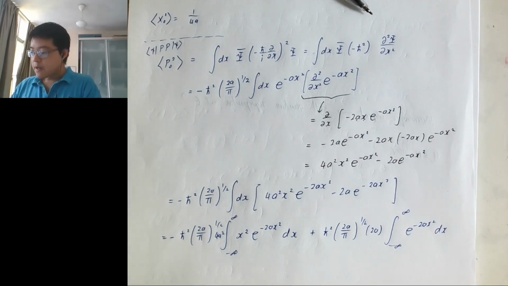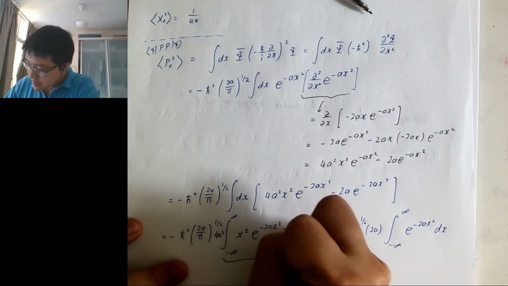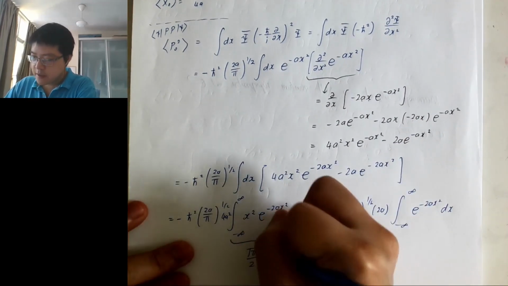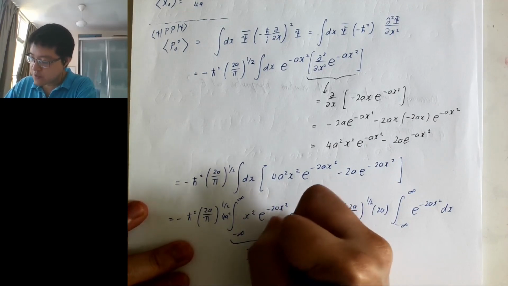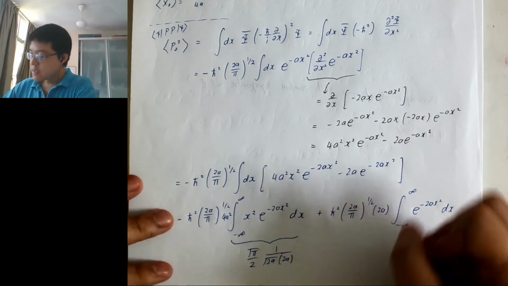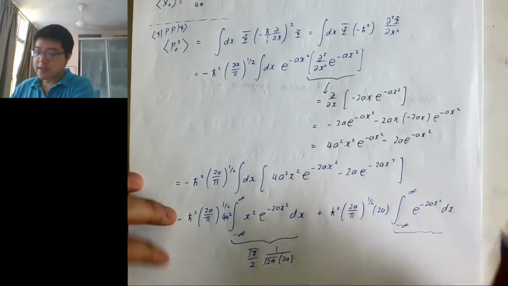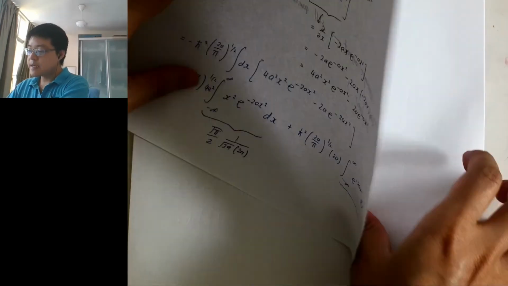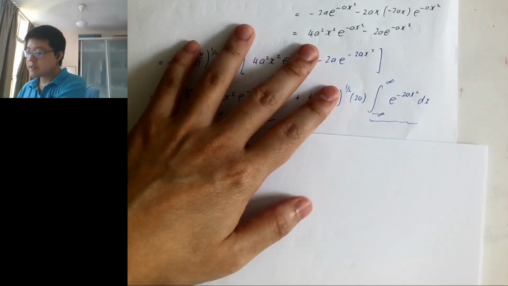Okay. Well, this part is the same integral we have been doing. So it's still the same. So it's pi half, 1 over 2a root, and then another 2a. Okay, so this part is done. This part, let us use the formula. The Gaussian formula with no x in front, the Gaussian integral.